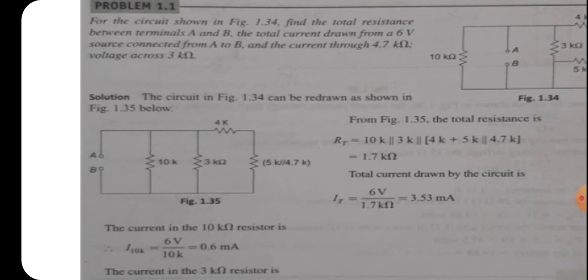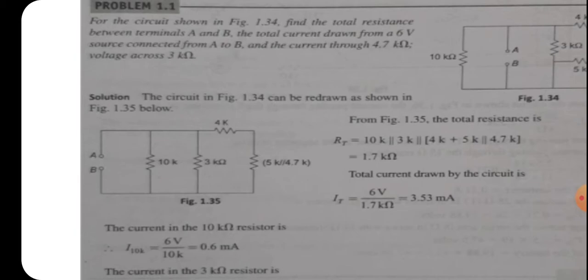How can you solve for the series and parallel resistance? For series resistance, the resistors are simply added. For parallel resistors, if there are two resistors R1 and R2, what will be the value of the parallel combination? The total resistance will be R1 into R2 divided by R1 plus R2. By using this simple equation, you can solve for RT. So you will get 1.7 kilo ohm. That is the answer for the first question, find the total resistance between terminals A and B. The total resistance is 1.7 kilo ohm.